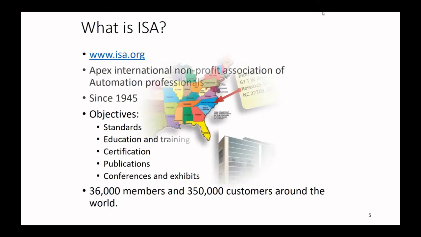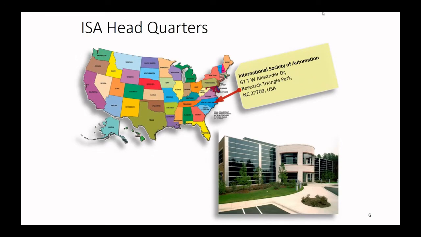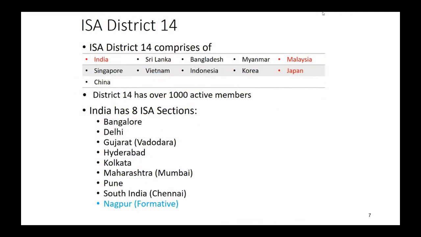Next page. Its headquarters is on Alexander Drive, Research Triangle Park in the US. Next page. ISA is made up of various districts, and India comes under District 14. ISA South India comes under India. D14 consists of basically Sri Lanka, Bangladesh, Myanmar, Malaysia, Singapore, Vietnam, Indonesia, Korea, Japan and China.